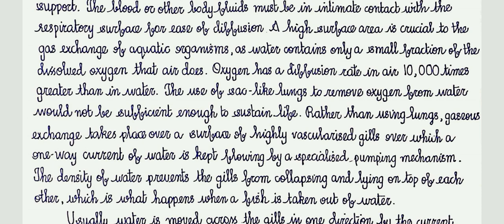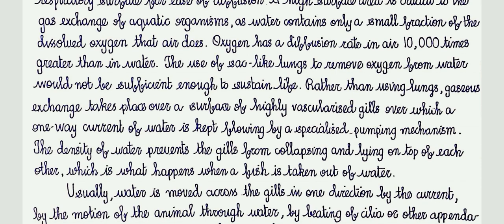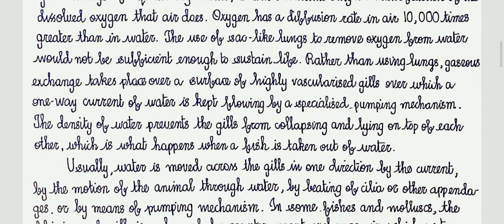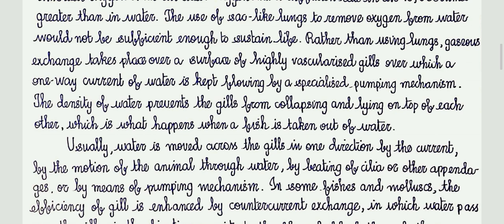Rather than using lungs, gaseous exchange takes place over the surface of highly vascularized gills, over which a one-way current of water is kept flowing by a specialized pumping mechanism. The density of water prevents the gills from collapsing and lying on top of each other, which is what happens when a fish is taken out of water.